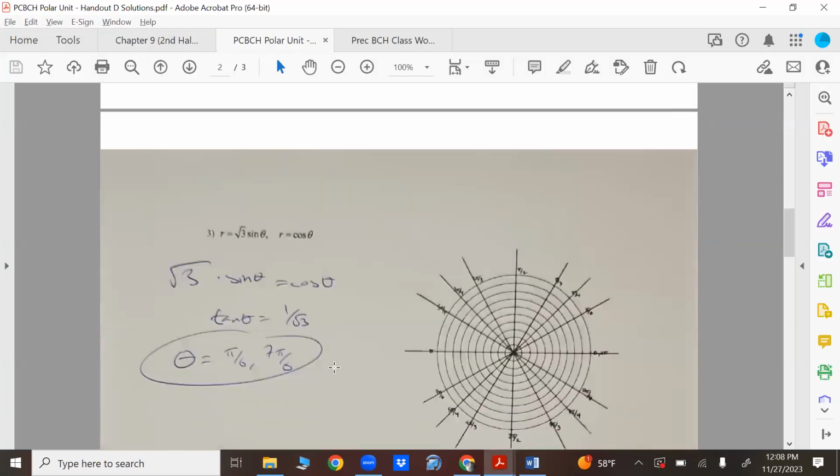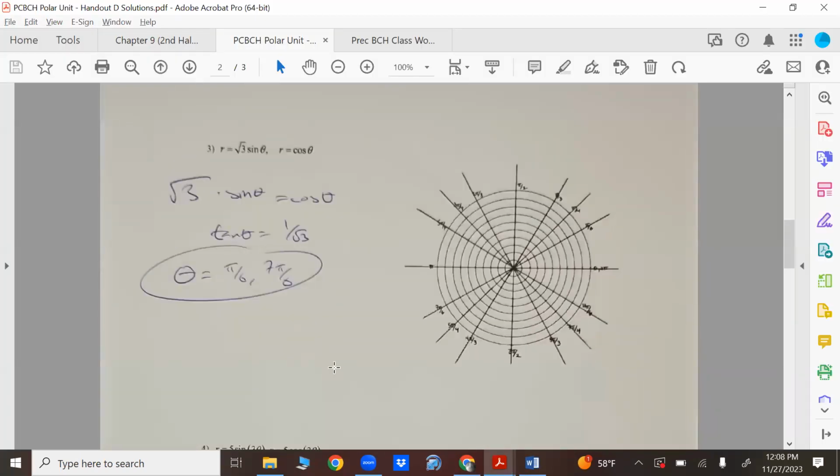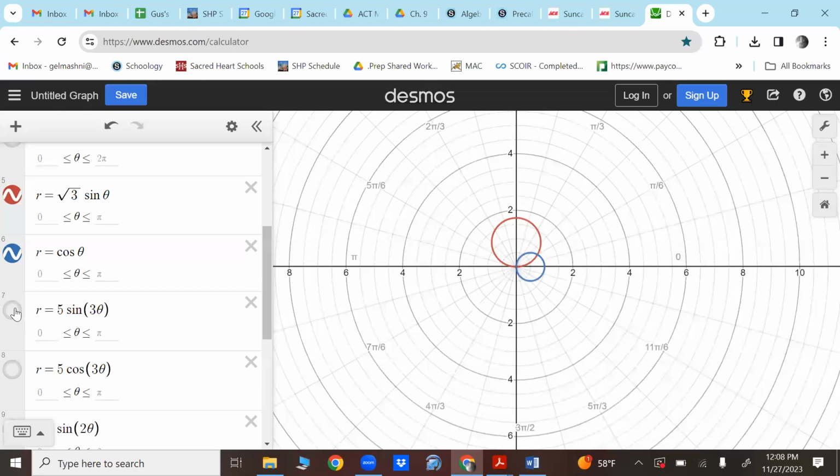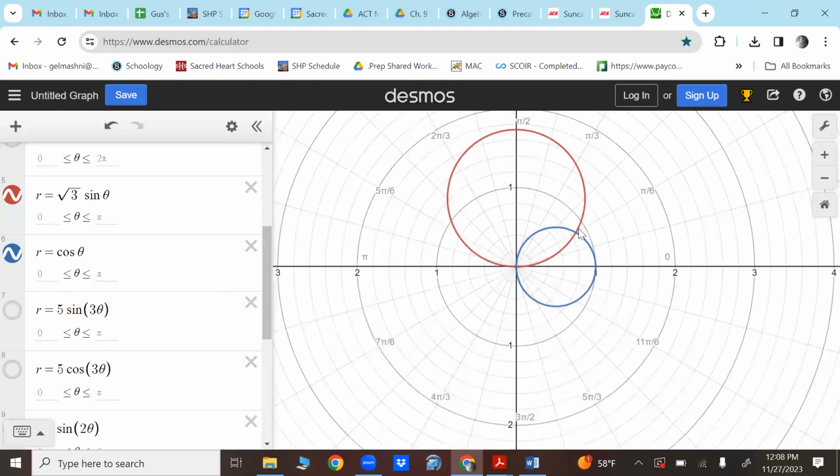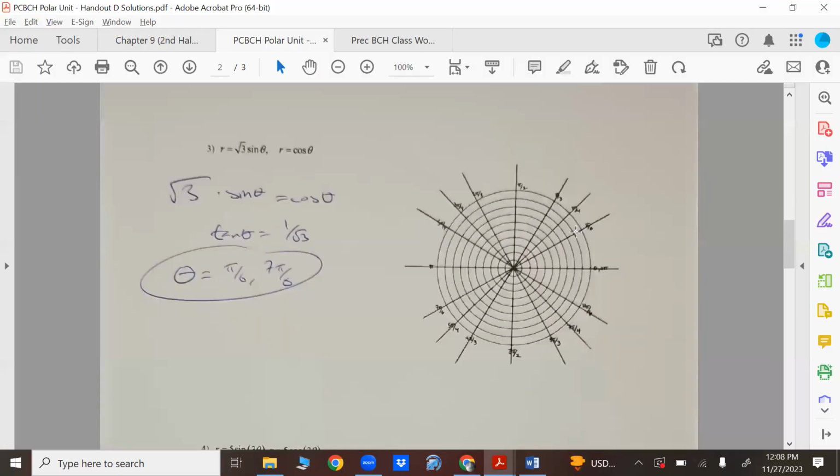For number 3, you could divide both sides by cos theta, then it would be tan theta equals 1 over root 3. That's at pi over 6 and 7 pi over 6. So that's what we see here, which is definitely at pi over 6. 7 pi over 6 apparently is extraneous. Not 100% sure why, but it doesn't show up.